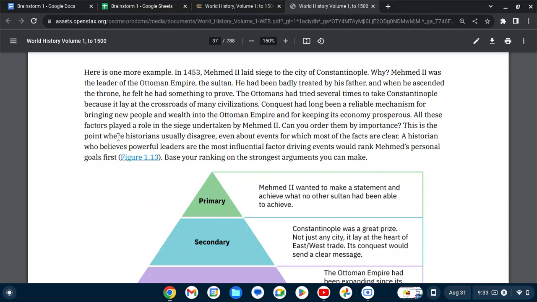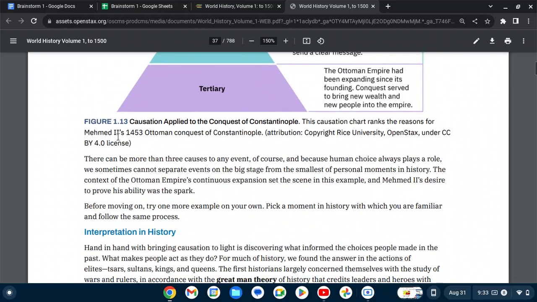Can you order them by importance? This is the point where historians usually disagree, even about events for which most of the facts are clear. A historian who believes powerful leaders are the most influential factor driving events would rank Mehmed's personal goals first. Base your ranking on the strongest arguments you can make.